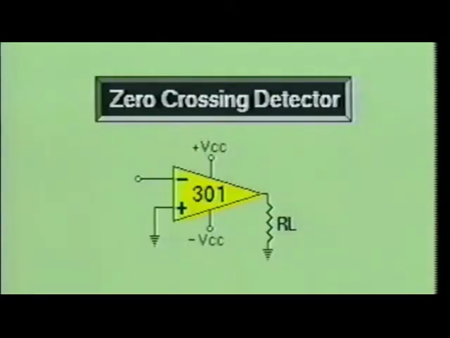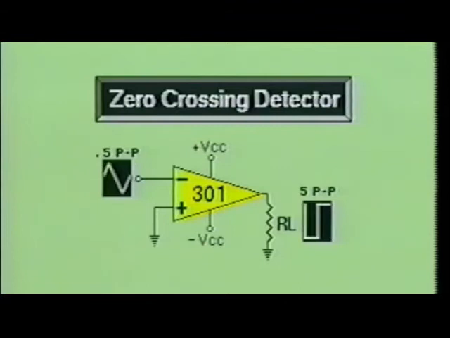Here we see a simple zero crossing detector using the 301 operational amplifier as a comparator. The input signal is a triangular voltage which is being applied across the inverting input. The non-inverting input is connected to ground. The output of this circuit is a square wave pulse that operates between the positive voltage saturation and the negative voltage saturation points.